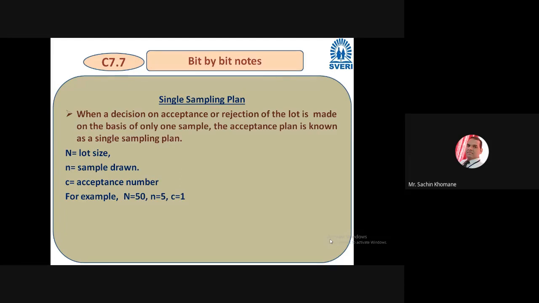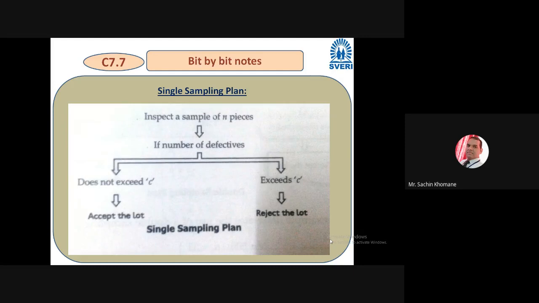So those who will join the quality department, they have to play this role there, right? So they have to decide whether to go for a single sampling plan or a double sampling plan. Now this small flow chart is there for your understanding. Inspect a sample of n pieces. If the number of defects does not exceed c, then you have to accept the lot. And if it is exceeding c, then you have to reject the lot. Simple thing.